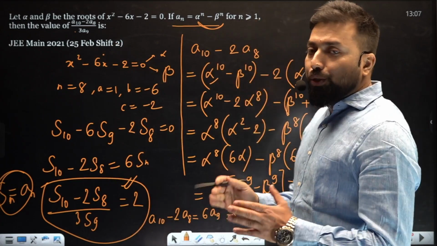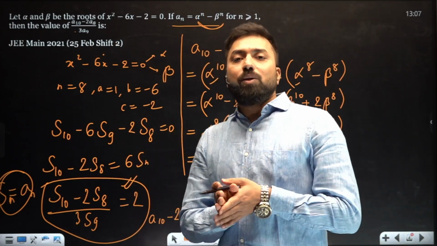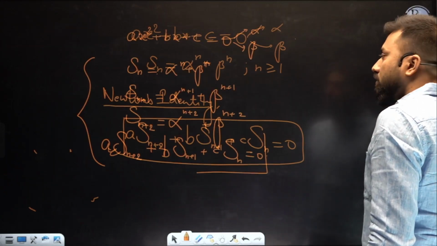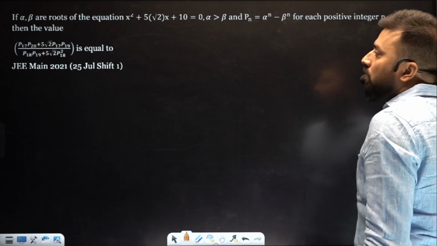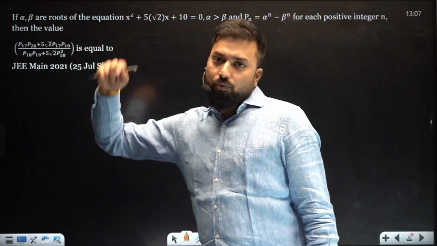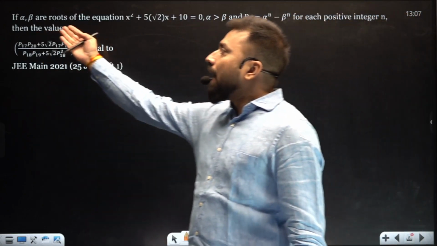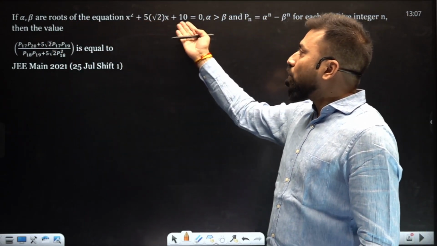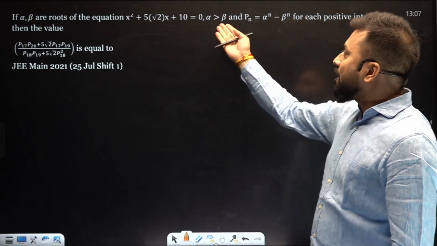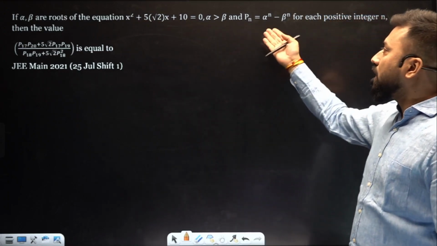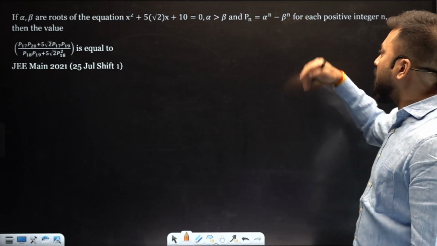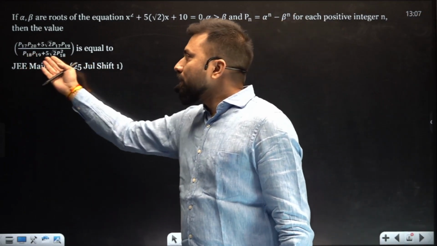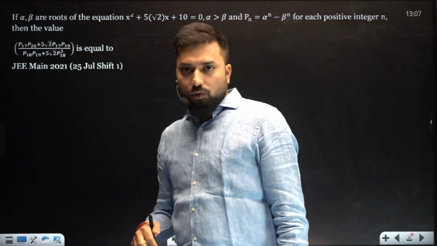Okay. Now I'll take a few more examples which have been asked in JEE Main previous year question papers. Let's take this particular question. If alpha and beta are roots of the equation x square plus 5 root 2 x plus 10 equals 0, where alpha is greater than beta, and Pn is equal to alpha raised to the power n minus beta raised to the power n for each positive integer n, then the value of this is equal to, right? Okay, this is the question.